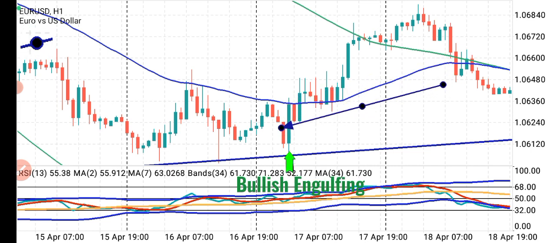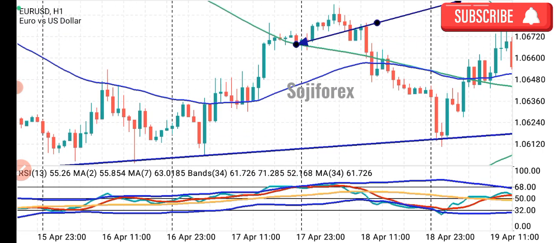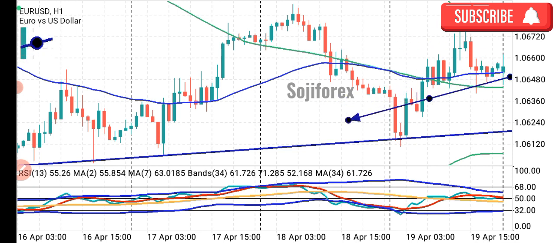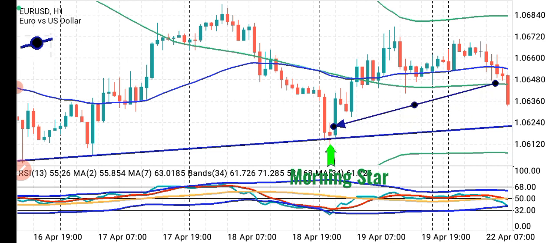You can see now this market has been bearish, bearish, bearish, and then suddenly we have a bullish engulfing that covers the body of the previous bearish candle. And you can see how it plays out massively. And afterwards, look at this. This is a typical example of a morning star formation.